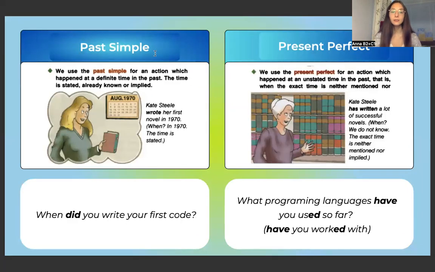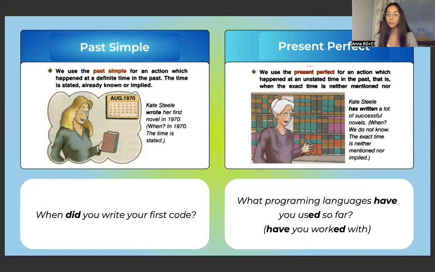Okay, another difference between past simple and present perfect is that we use past simple for an action which happened at a definite time in the past, as the time is stated, already known or implied. For example, Kate Steele wrote her first novel in 1970. When? In 1970. The time is stated.